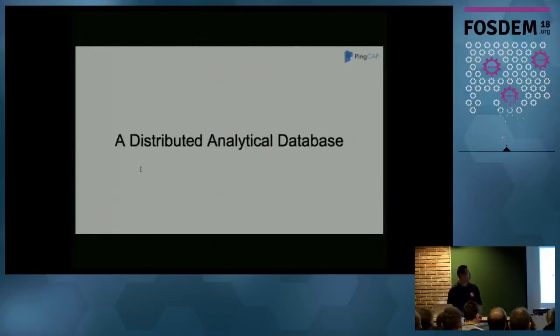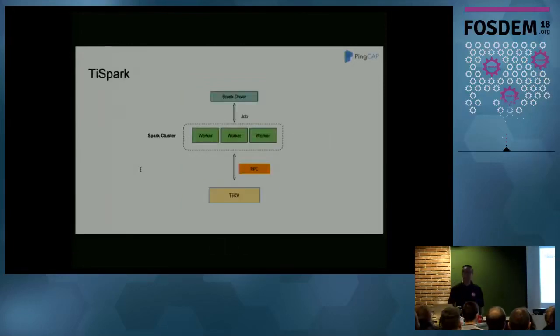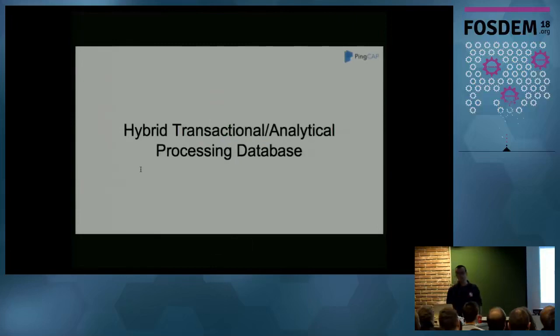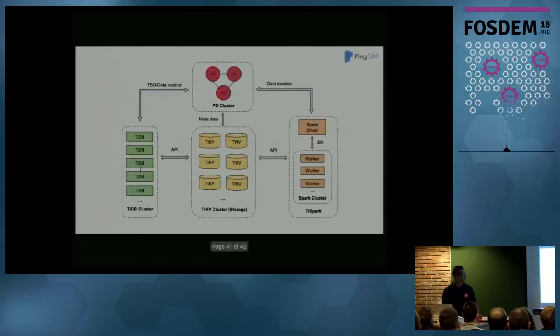And we also want to build a distributed analytic database. This is TiSpark. You can run Apache Spark on top of TiKV directly, and we provide a distributed online analytic solution. So where do we want to go? We want to build a hybrid transactional analytic processing database. This is the big future of our work. As you can see, we have TiDB to provide OLTP and TiSpark to provide OLAP. And if you want to use raw transactional key value, you can use TiKV directly.